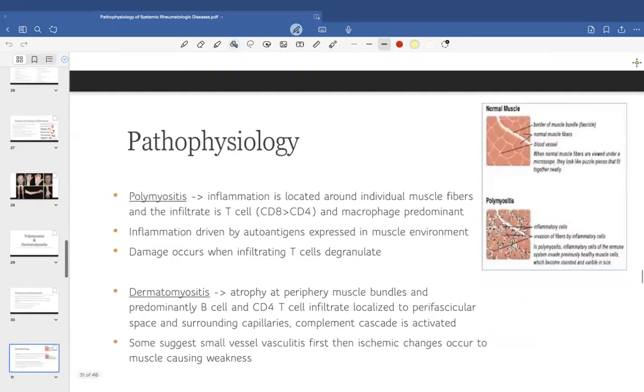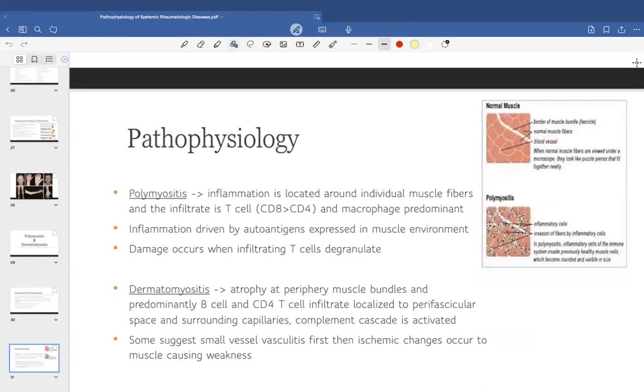So for poly, if you look at the pathophys on this, there is a little bit of a difference in that the inflammation is around individual muscle fibers. Okay, and the infiltrates are T cell, more CD8 than CD4. Okay, T cells and macrophages.